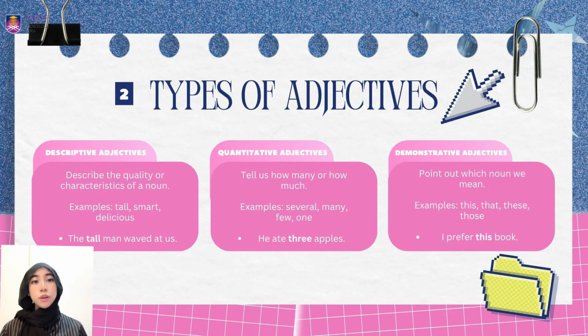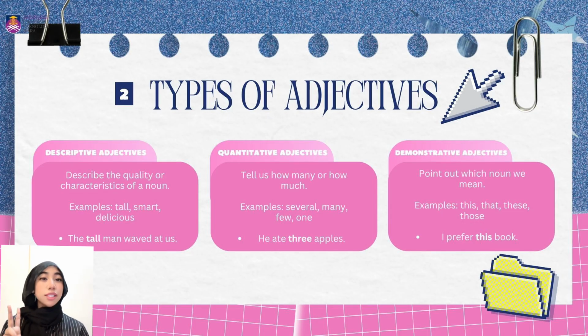So now we'll be going over the 5 types of adjectives. The first one, descriptive adjective. A descriptive adjective describes the quality or characteristic of a noun. For example, tall, smart, delicious. If you were to put it in a sentence: the tall man waved at us. So tall is a descriptive adjective.